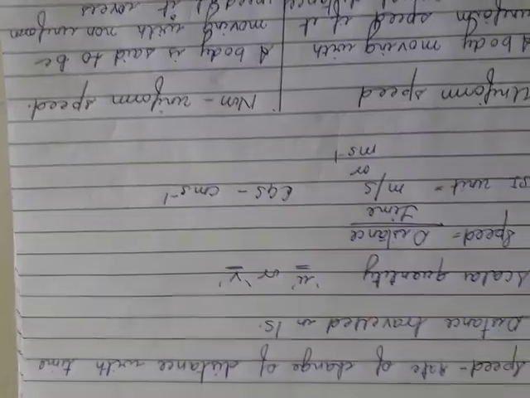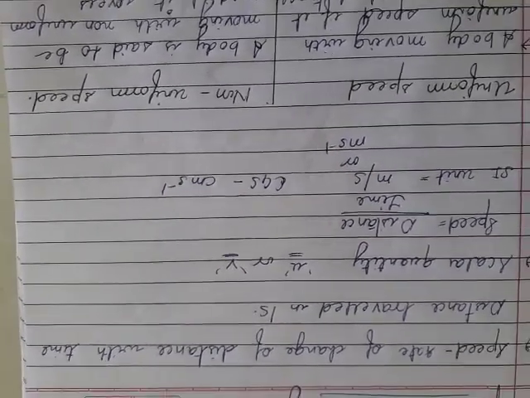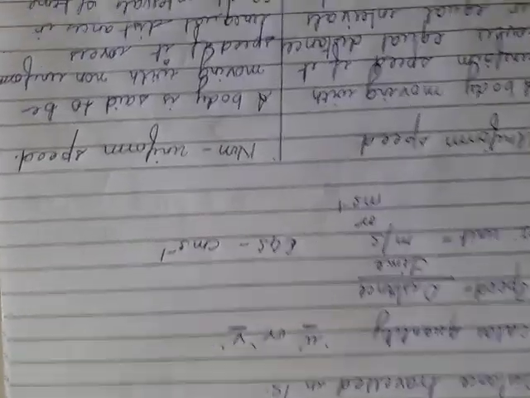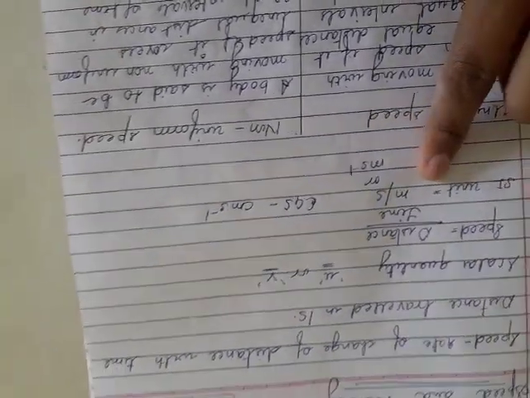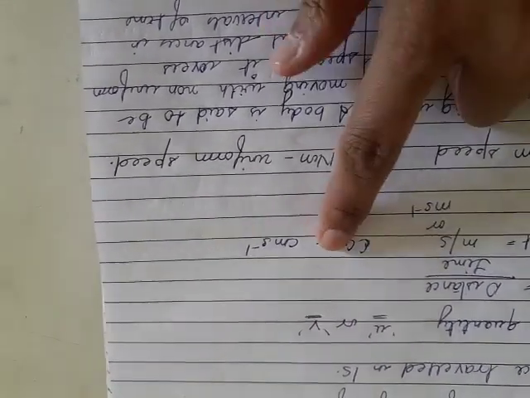Speed is a scalar quantity. It's given by u or v. Speed equals distance upon time. The SI unit you know already. I am going quick because this is already known to you. Meter per second or centimeter per second.